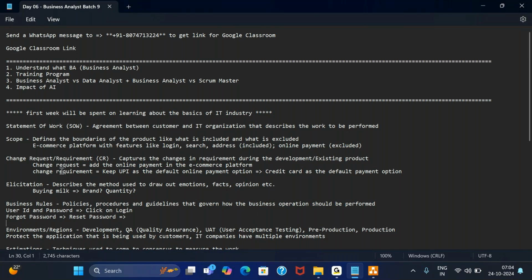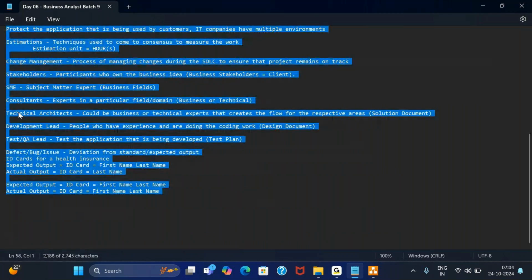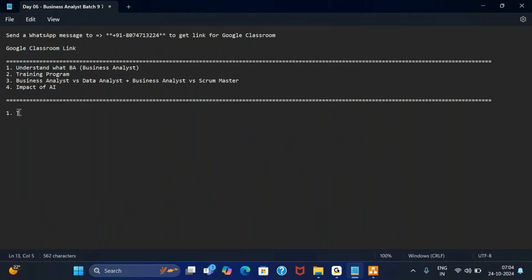Now, with that introduction, today we are going to be focusing on three important topics. The first one is the IT team structure. Second thing we'll be talking about is different project sizes. And the third one will be the skills or competencies needed for a BA.